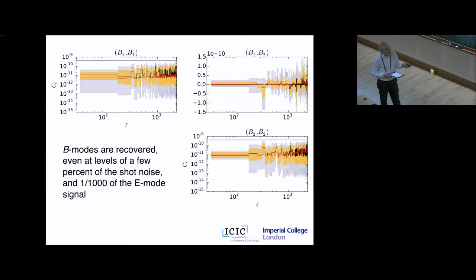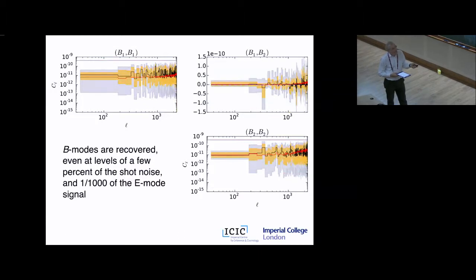You can get the B modes. So this is from simulated data. The B modes should be very small. The shot noise level is at the top here. So we recover the B modes even though it's 2 orders of magnitude below the shot noise level. So these are very powerful techniques to use.